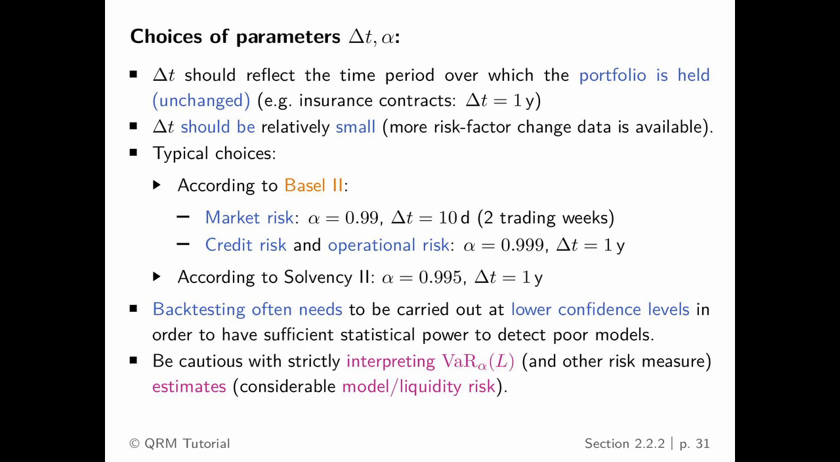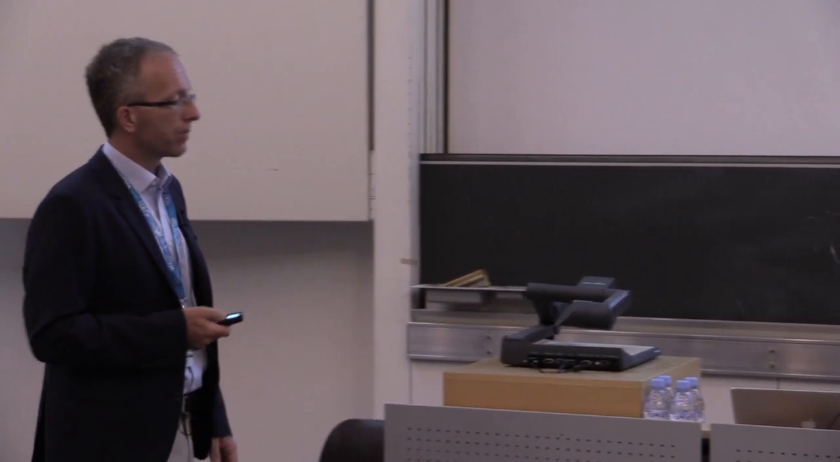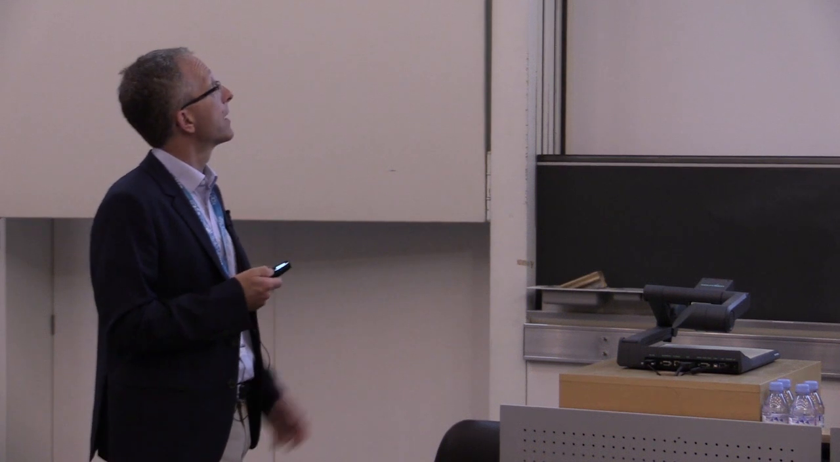Some thoughts on how you might choose delta t and alpha. That depends on the application. Delta t is the time period over which the portfolio is held unchanged, more or less. So in trading applications, it's going to be short, 1 or 10 days. In insurance, it's typically 1 year, because that's the amount of time you're bound to your contracts.